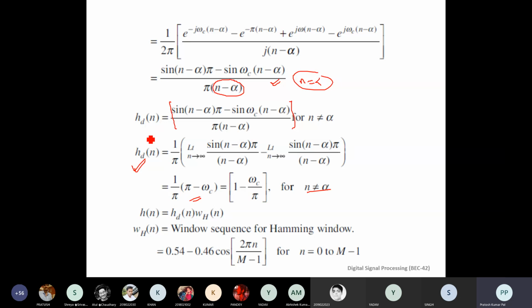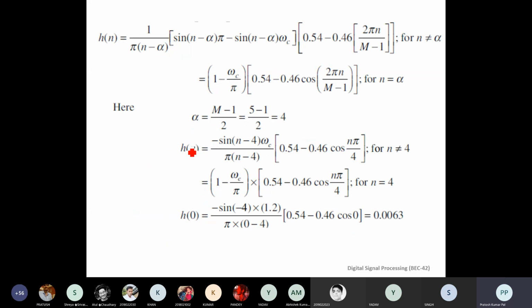Once we have found hd of n, we have to find h of n, the desired impulse response of our given filter specification. Whatever hd of n we have got is multiplied by the window function to give h of n. Here in the question it is given that we have to use the Hamming window. The expression for the Hamming window we have already seen, and this is the expression. This Hamming window is multiplied by the hd of n we obtained, and after multiplication we finally find h of n.